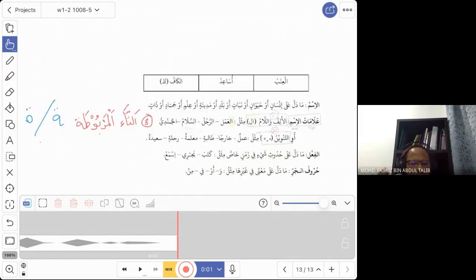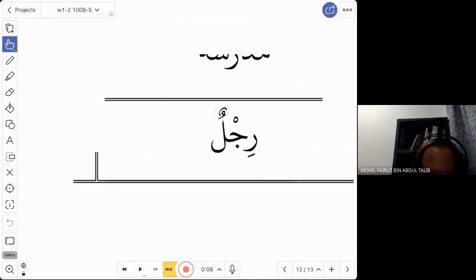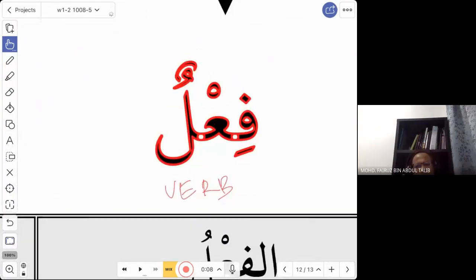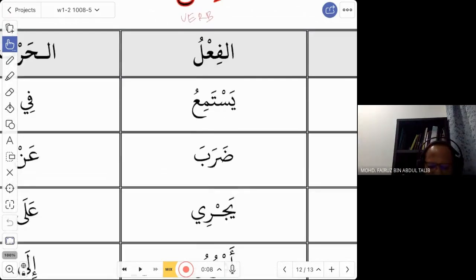Okay. Any question regarding the isim or the noun? Whatever that we have learned here. Okay, no question. So let us go to the second category of words, which is the fi'l or the verb. So these are the examples of verbs.